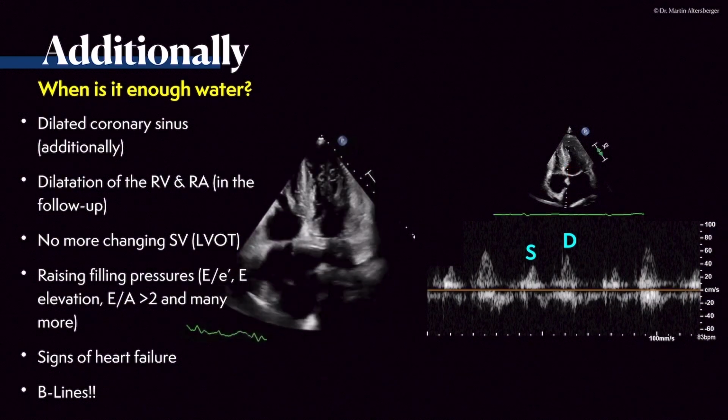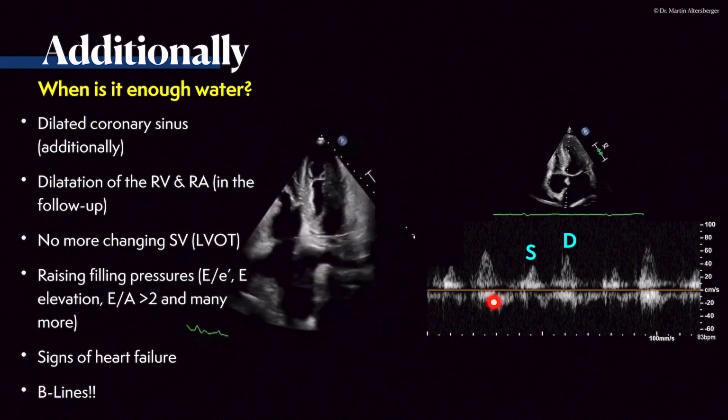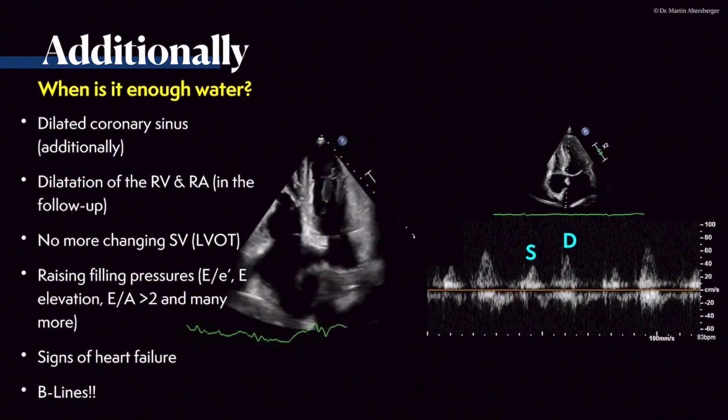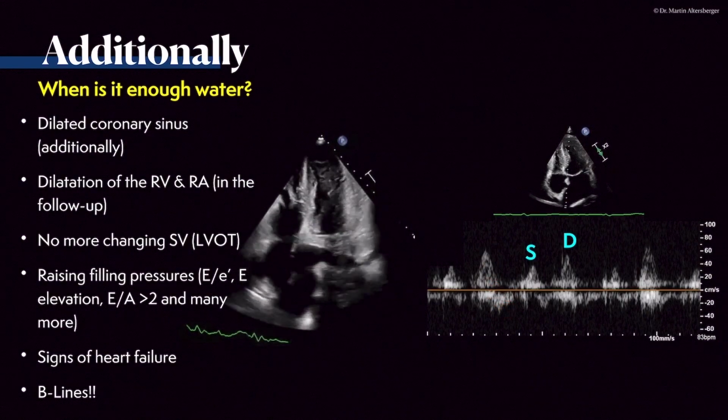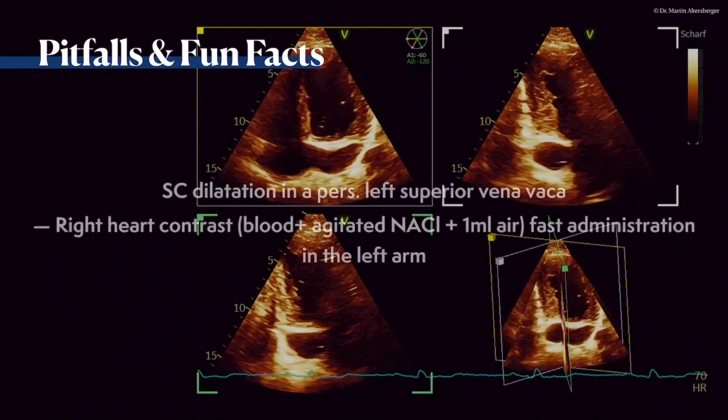Here is no mitral stenosis present. Here you also see another wave, that's the so-called AR, so a flow reversal after the D wave, also indicative of elevation of filling pressures.